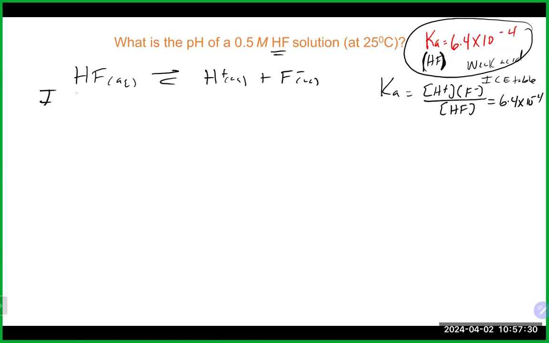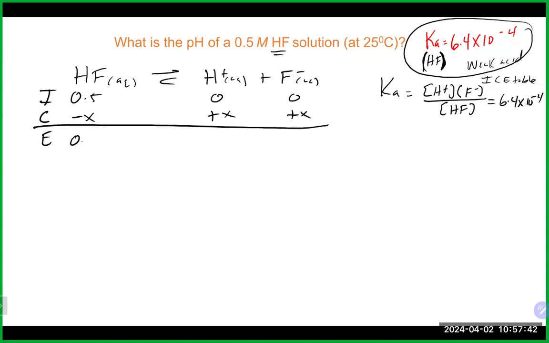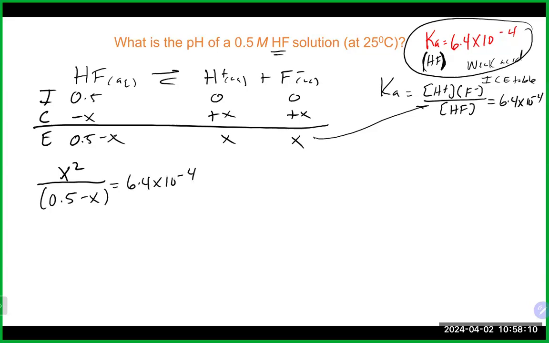So initially here we got 0.5. We're going to do zeros like a normal table here. We're going to have a minus x, a plus x, a plus x. That means when we reach equilibrium, 0.5 minus x, x, and x. Questions on the ice table here? Once we have it like a normal equilibrium problem, we're just going to throw everybody into our expression here, and that is going to give us x squared, not 2x, by the way, x squared, x times x, over 0.5 minus x will equal 6.4 times 10 to the minus 4 in this case.